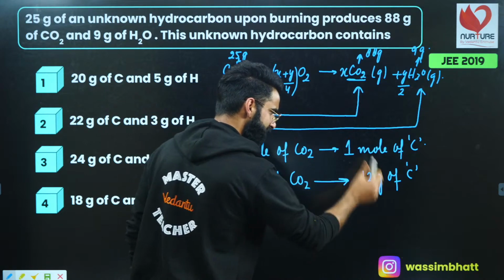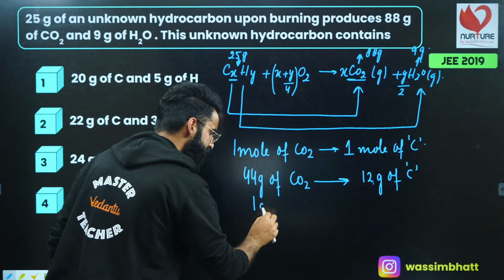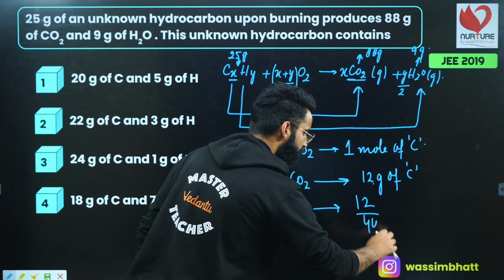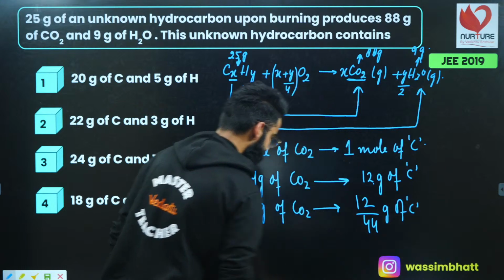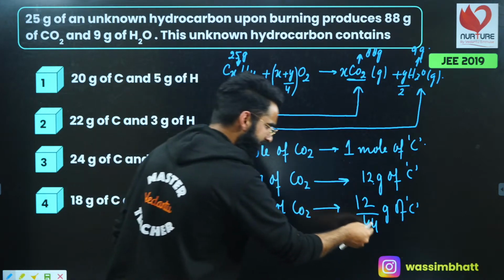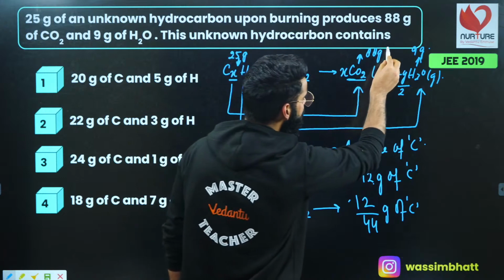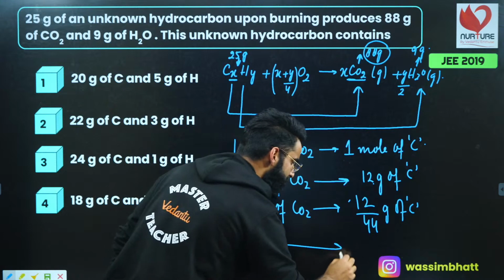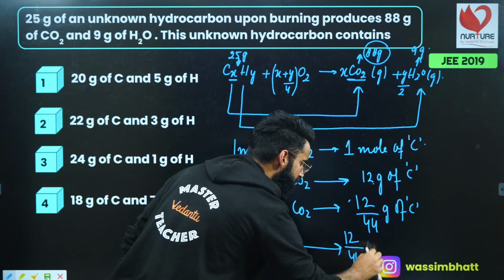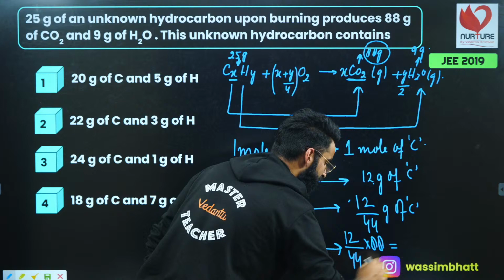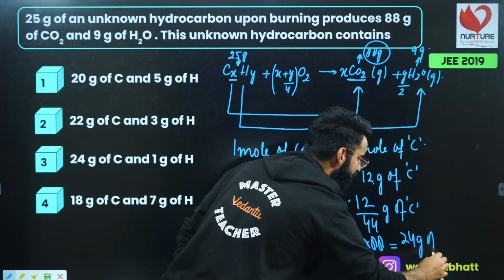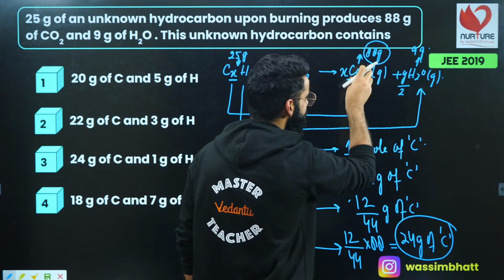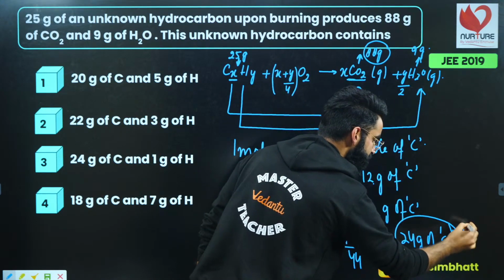44 grams of carbon dioxide contains 12 grams of carbon. So can I say 1 gram of carbon dioxide will contain 12 divided by 44 grams of carbon? Yeah, absolutely. 1 gram of carbon dioxide will contain these many grams of carbon. And over here we have 88 grams of carbon dioxide. Can I say 88 grams of carbon dioxide will contain 12 divided by 44 multiplied by 88? The value will come out to be 24 grams of carbon. So I got to know something like this: in these 88 grams of carbon dioxide, there will be 24 grams of carbon.